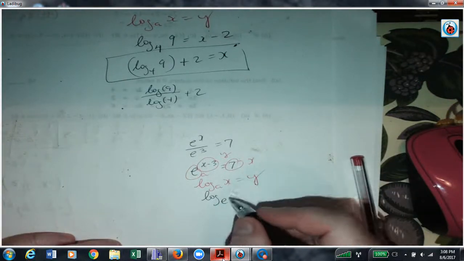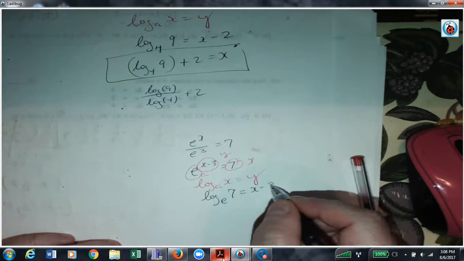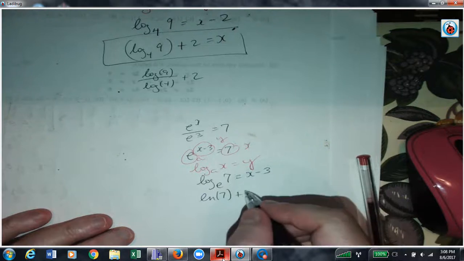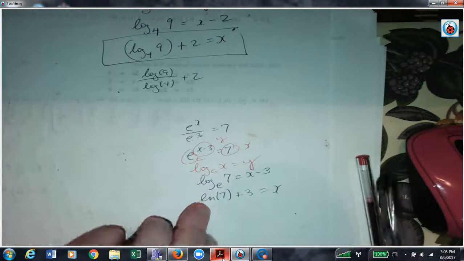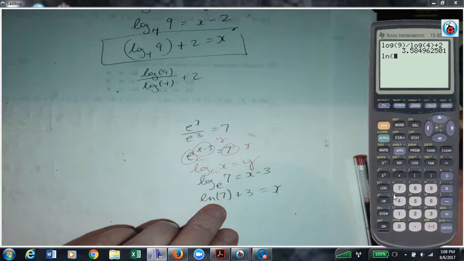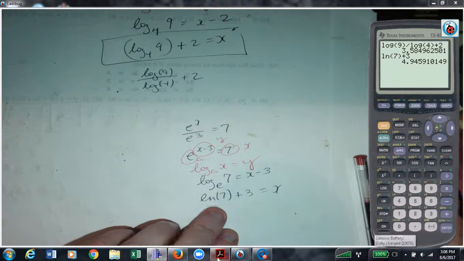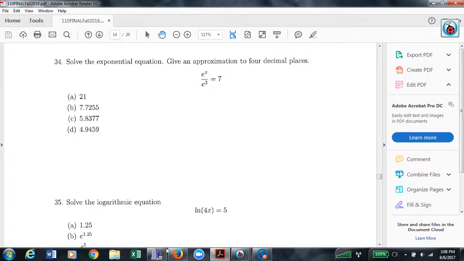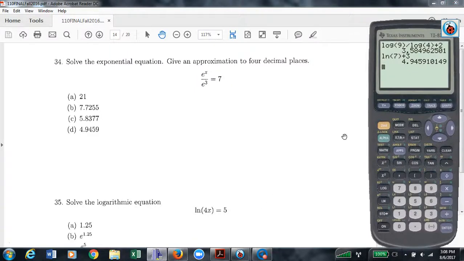So the red x is 7, the red y is that. And add 3 to both sides, that's your x. So I just need to get natural logarithm of 7 plus 3, and that will be my answer. So 4.94.